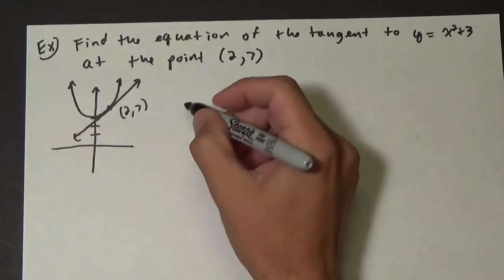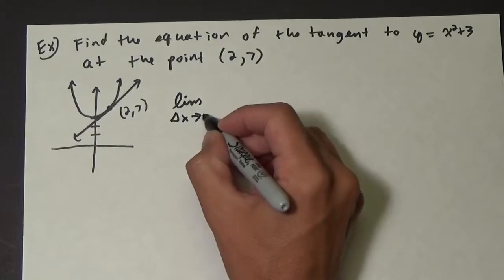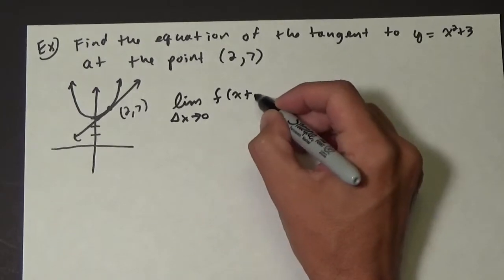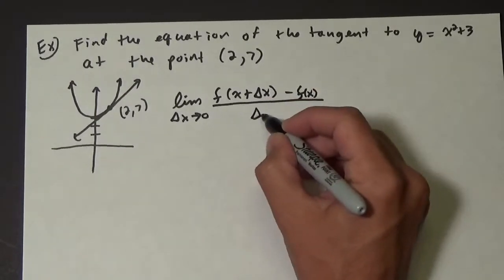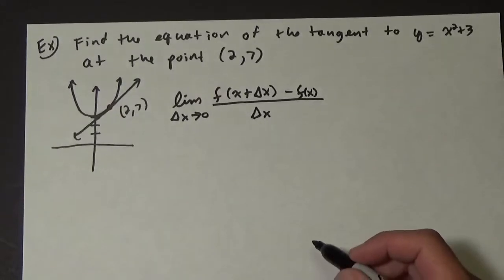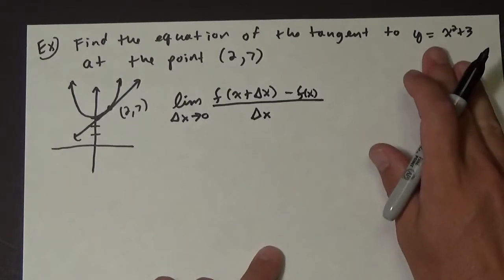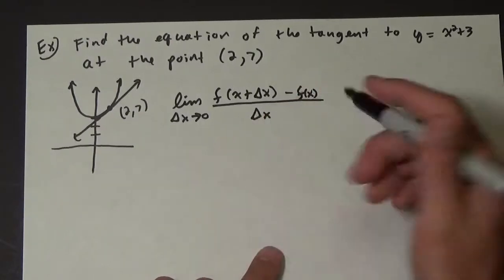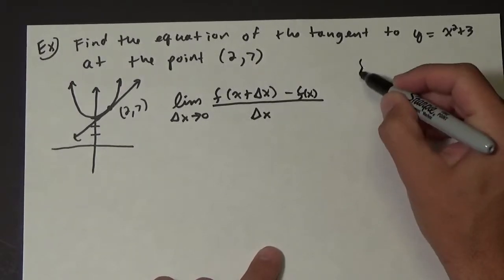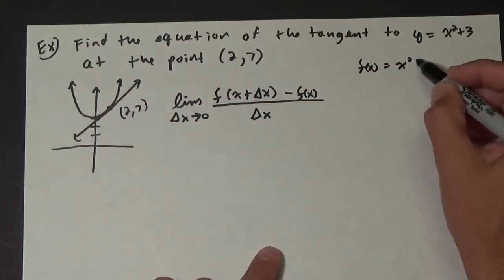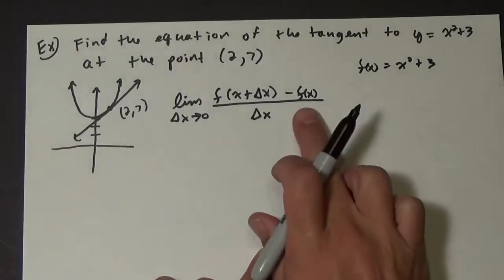So first let's look at the limit as delta x approaches 0 of f of x plus delta x minus f of x all over delta x. The first thing we need to do is take this function and put it into our limit. So when we have y equals x squared plus 3, that's the same as f of x equals x squared plus 3. And so this f of x goes in here.